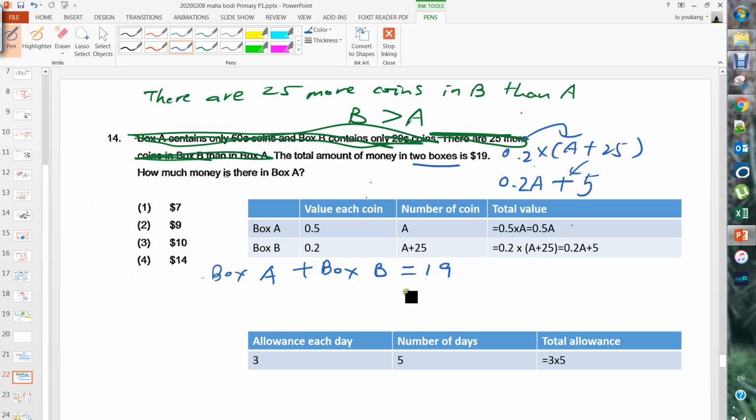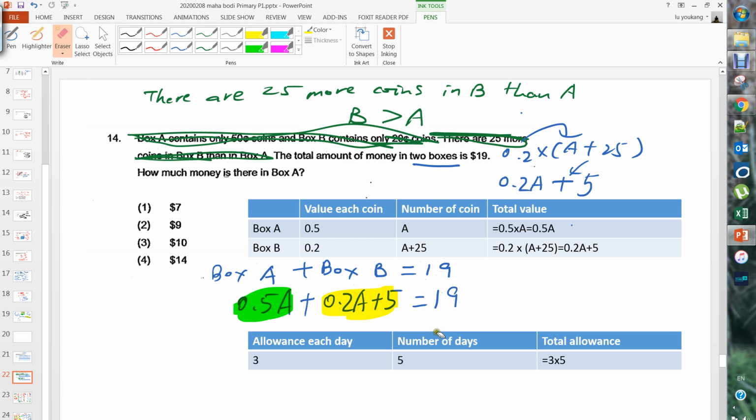Right? Then what is the value of box A? The value of box A is 0.5A. Then what is the total value for box B? 0.2A plus 5. Equals 19. So box A is 0.5A, right? Box B is this one, right? So these two add up to 19 according to the question, right?